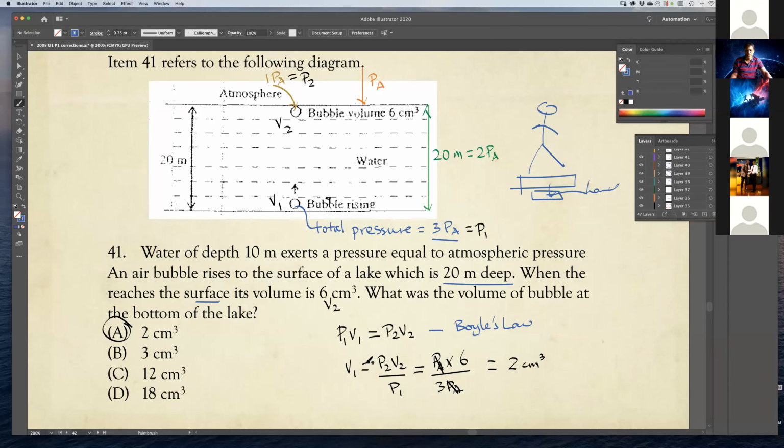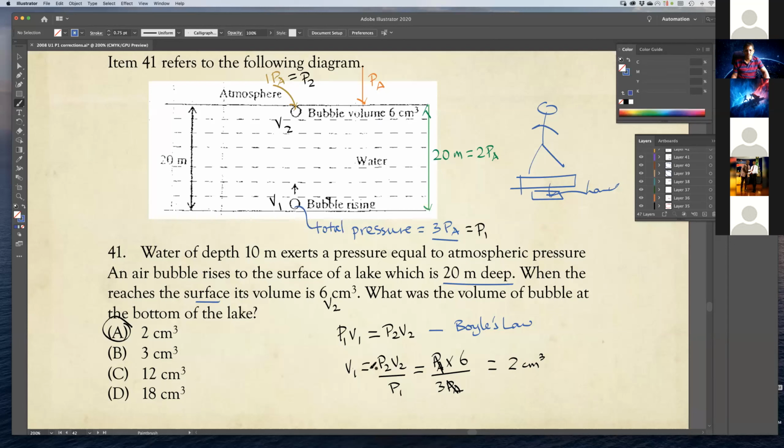And we need to find V1. We need to find the volume. Sorry, we need to find V2. Oh, okay. I misnamed it, which means I'll have to fix it. Oh, sorry. We need to find what? Oh, sorry. I did not misname it. We need to find V1. We need to find the volume underwater. What is the volume of the bubble at the bottom of the lake?